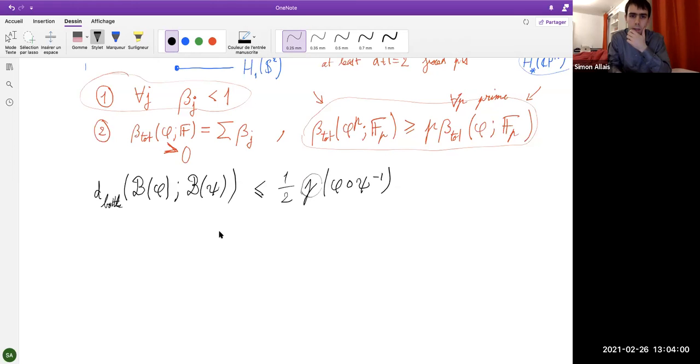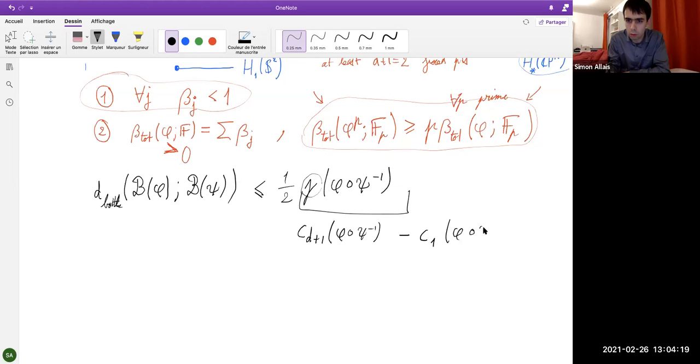So, this is defined with the help of spectral invariance. This is c_{d+1}(phi) minus c_1, for instance. Well, you can take K there and take the infimum if you want.